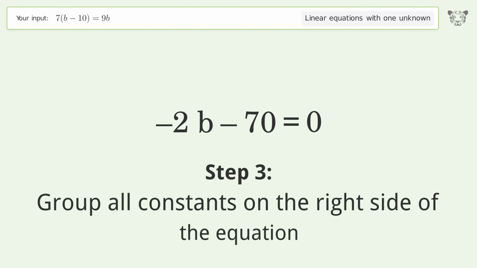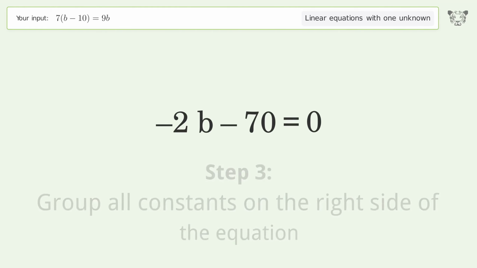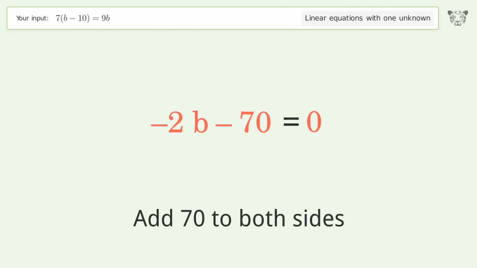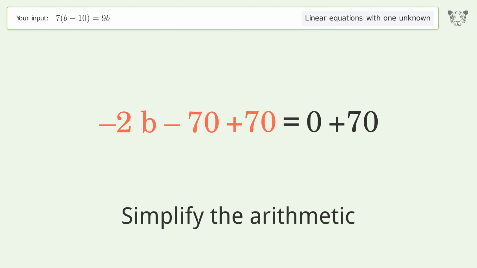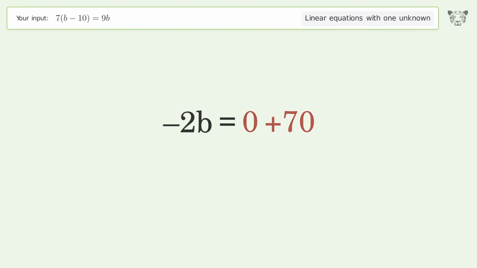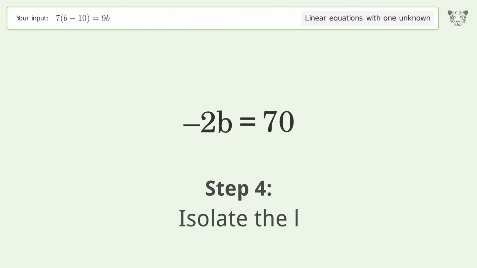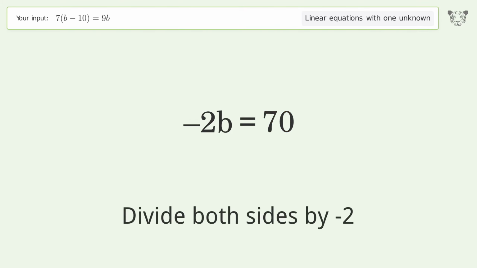Group all constants on the right side of the equation. Add 70 to both sides. Simplify the arithmetic. Isolate the b. Divide both sides by -2.